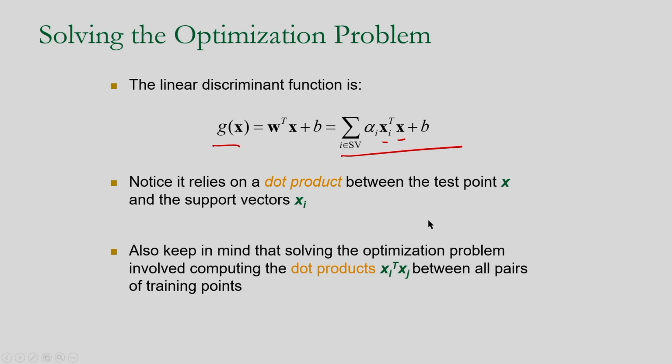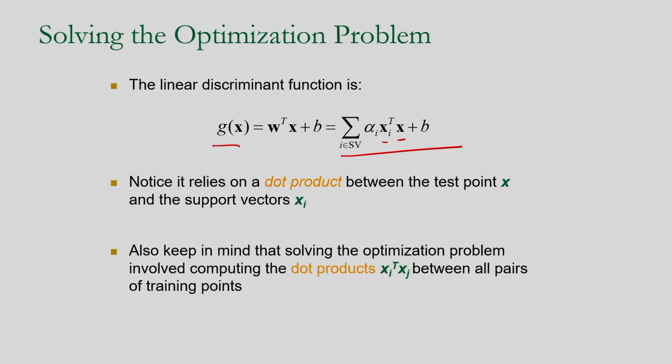Suppose a new test vector is coming. For this I have to find the dot product between the test point x and the support vector xi, and from this I can determine the discriminant function. The discriminant function is G(x).